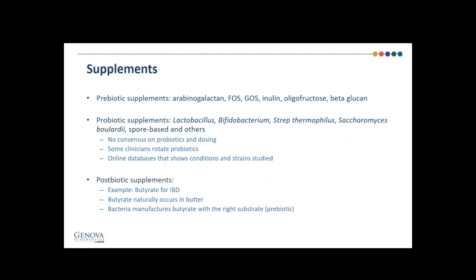So butyrate, which is a short chain fatty acid, has been studied with inflammatory bowel disease. Now, butyrate naturally occurs in butter. Remember, the bacteria manufacture butyrate with the right substrate, so the prebiotic fibers. So you can count on your own microbiome to produce it, or you can take it as a supplement too.